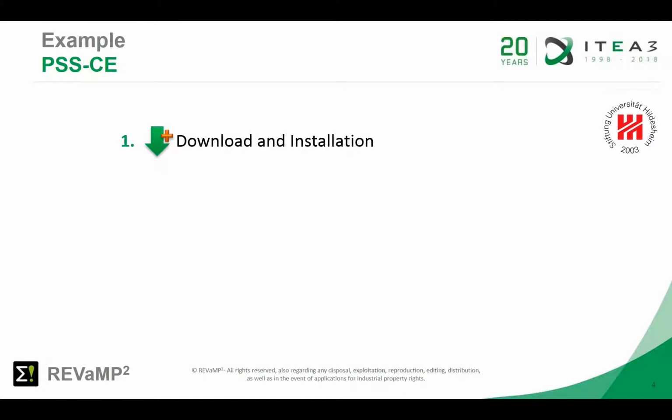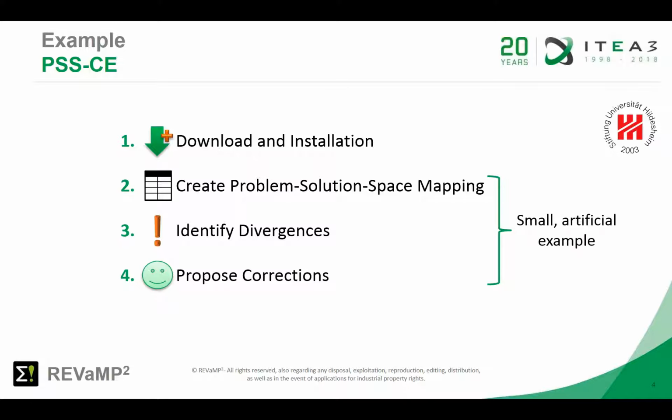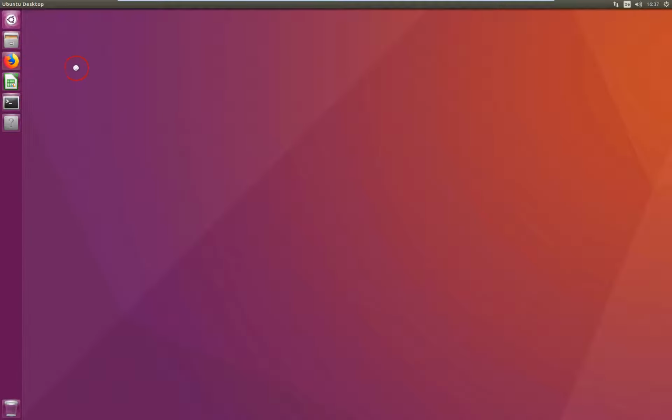However, first we start with downloading and installing KernelHaven, as well as the plugins for the Problem Solution Space co-evolution support. Then we create the Problem Solution Space mapping, identify possible divergences, and have a look at the proposed corrections for a small and artificial example we developed for this video. Let's start with the hands-on demonstration of our tool.